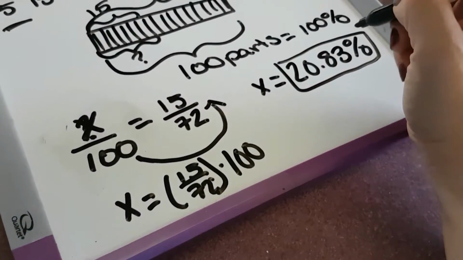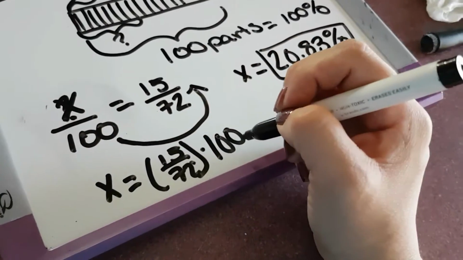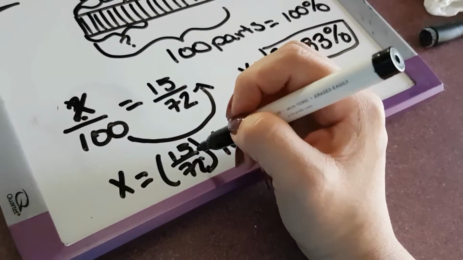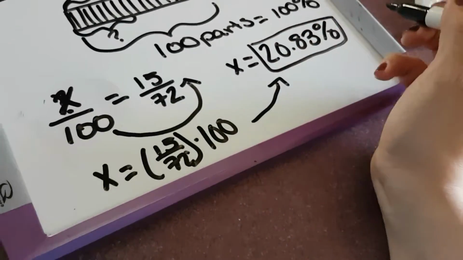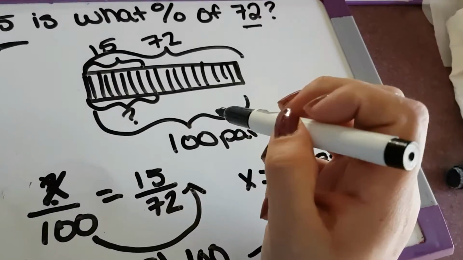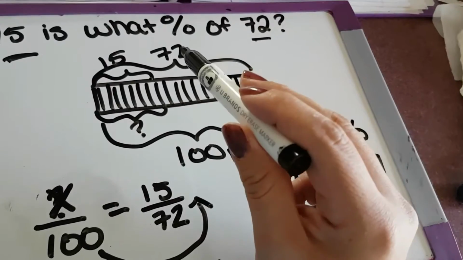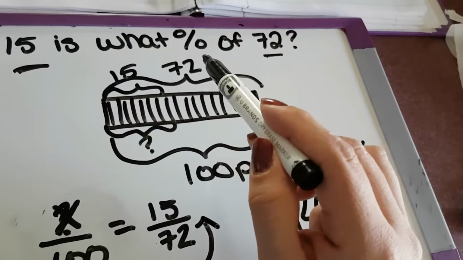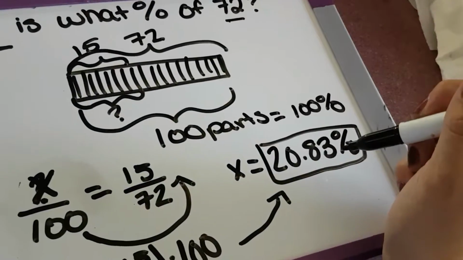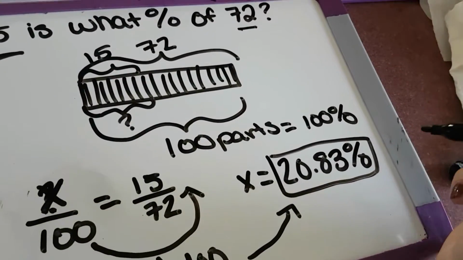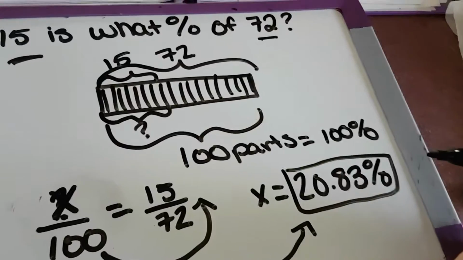I know I might have jumped ahead, but 15 over 72 multiplied by 100 will give you this answer. So out of the 100 parts, where 72 is our whole, they use 15, and the percent of the 15 is 20.83. Now we will move on to another question.